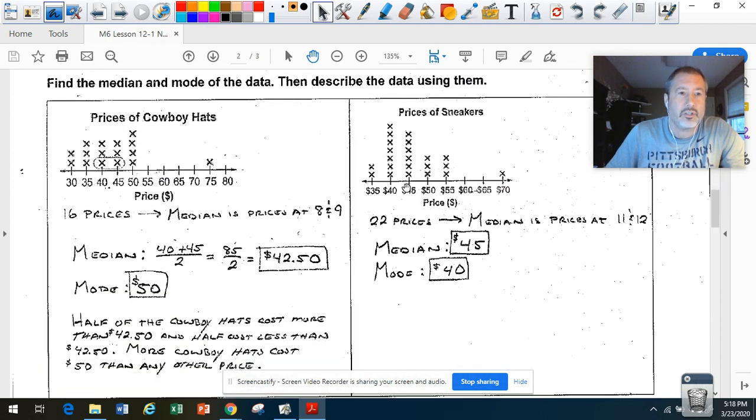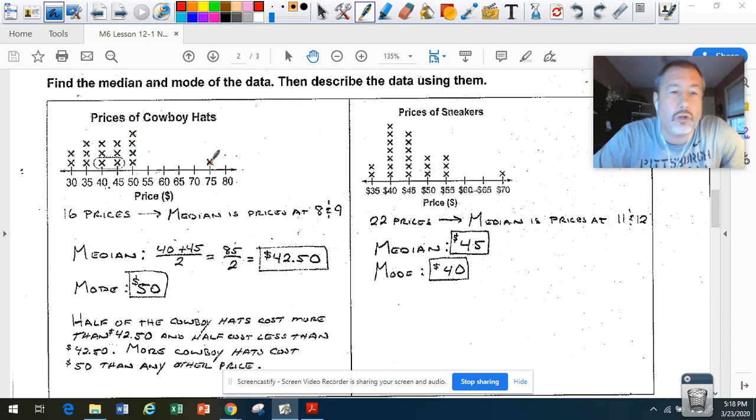Okay, so this one here, they're saying, find the median and mode of the data, then describe the data using them. So they want to say, what are we going to do with our median and our mode? Well, let's take a look here. Now, you could do one of 2 things. You could list out all of this data if it's easier for you. You do 30, 30, 35, 35, 35, 40, 40, 40, 45, 45, 45, 50, 50, 50, 50, and 75. You could do that and then go through and find your median and your mode and go from there.